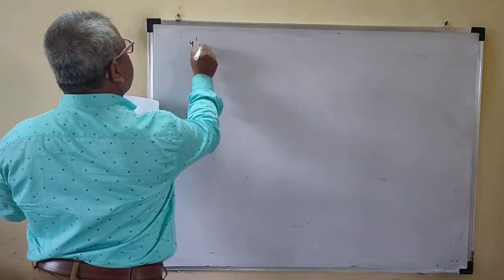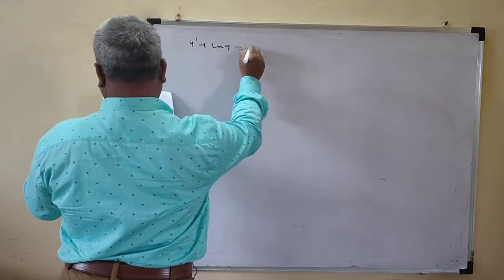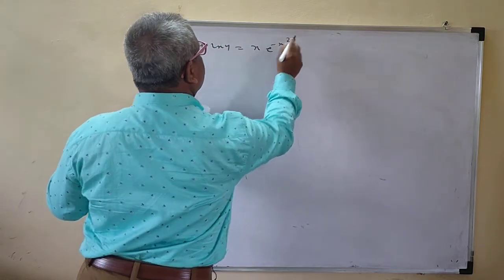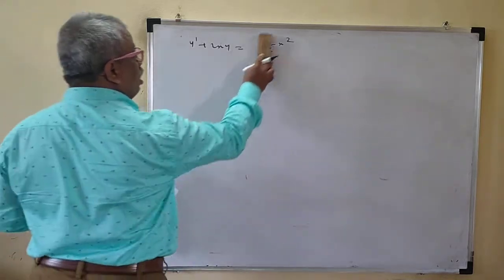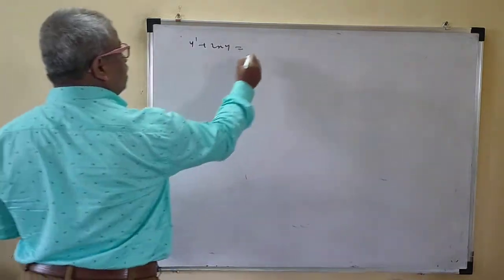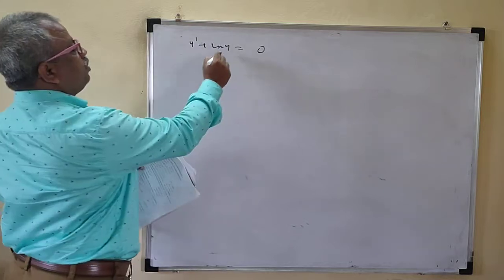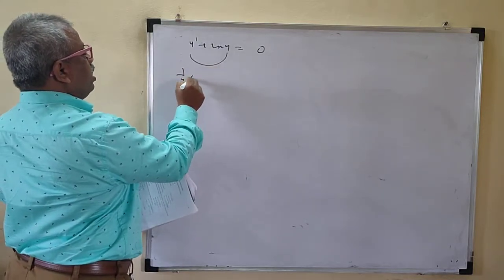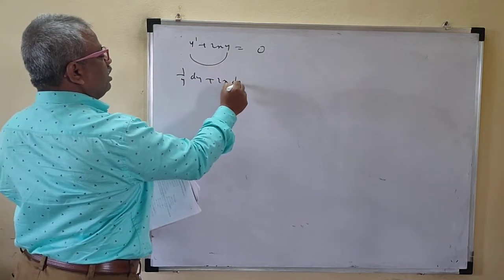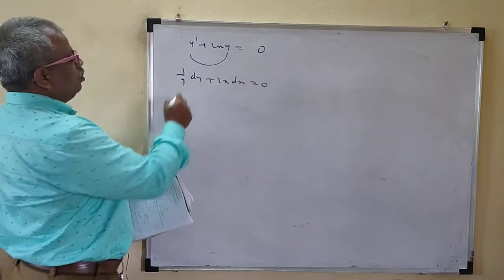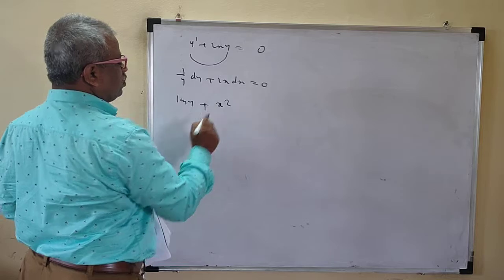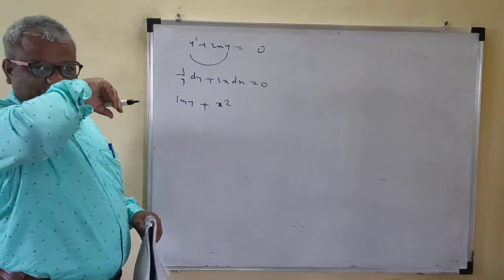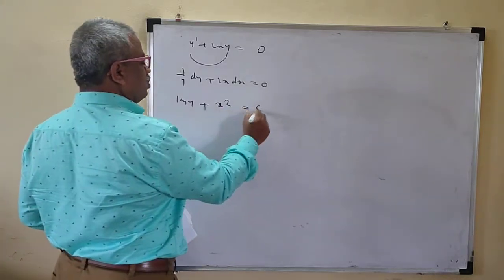Suppose you want the complementary solution of this one, the general solution of the complementary equation. So you have to assume the right side is 0 for the complementary. Then you have to shift y here. So 1 by y dy plus twice x dx is equal to 0. So log y plus, integration of twice x is x square, is equal to c, suppose.